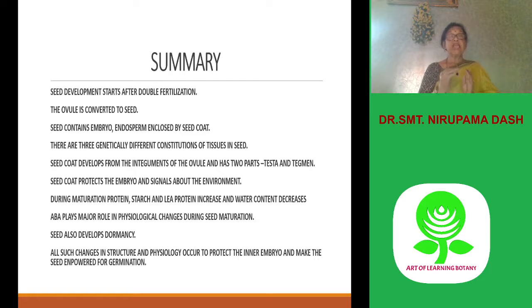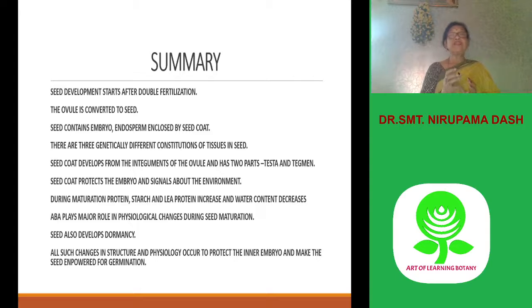The seed contains embryo, endosperm and is closely covered by a coat that is called the seed coat. There are three genetically distinct constitutions of tissue seen in the seed: 2n, 3n and maternal tissue. 2n is in the embryo, 3n is the endosperm and the seed coat is the continuation of maternal tissue. The seed coat also shows two distinct parts, testa and tegmen. Testa is a little thicker and hard, and tegmen is thin and porous.